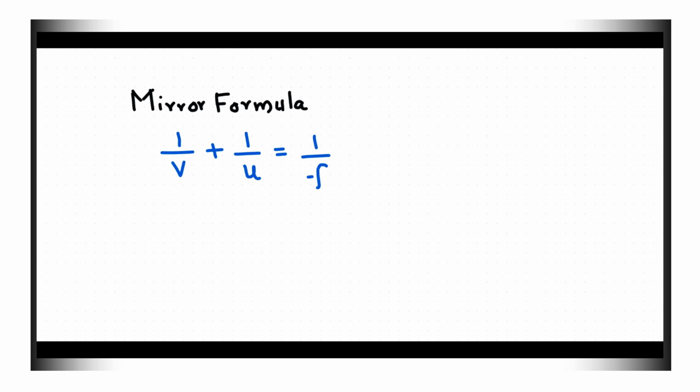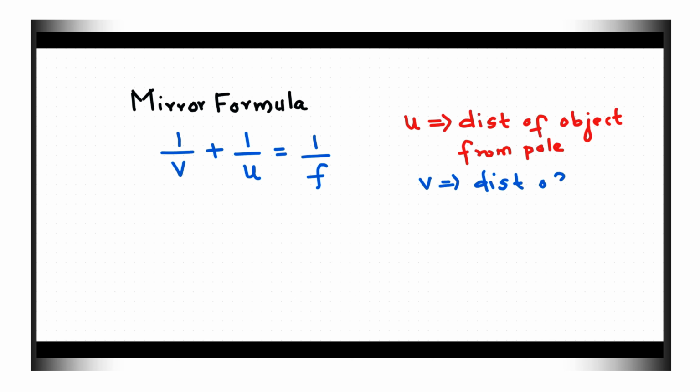1 by V plus 1 by U equal to 1 by F. We will learn how to derive this in grade 12. But right now, you should know that for every mirror, 1 by V plus 1 by U is 1 by F. What is U? It is the distance of object from pole. What is image distance V? V is the distance of image from pole.